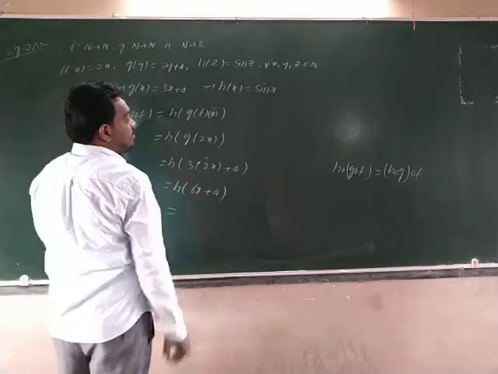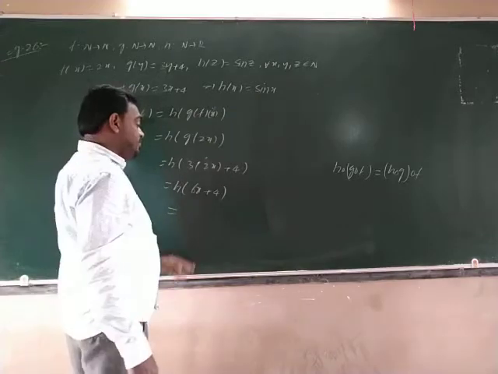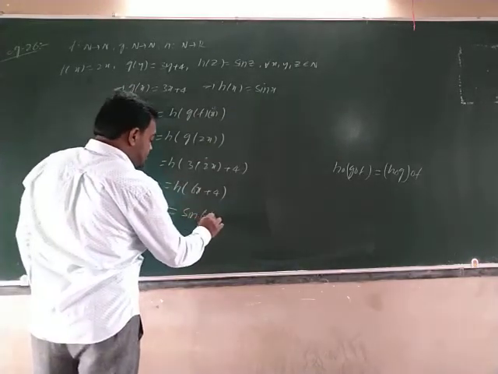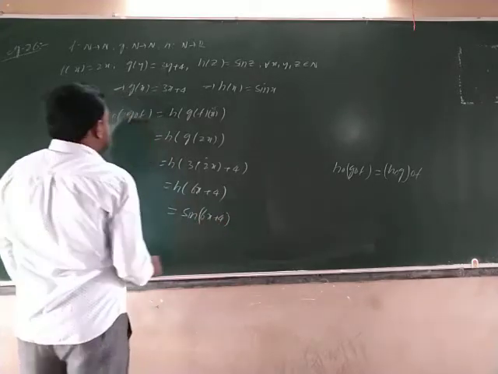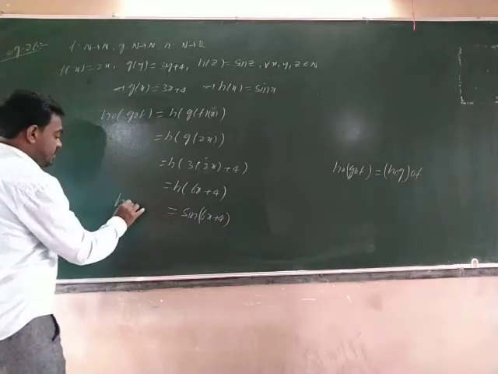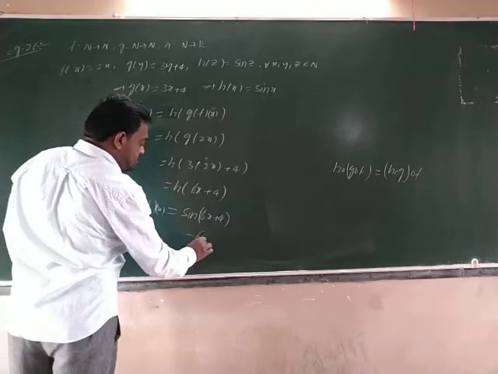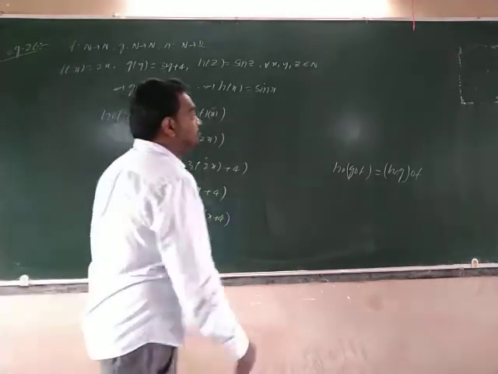H of 6x plus 4. H of x is equal to sin x, so h of 6x plus 4 is equal to sin of 6x plus 4, which is equal to h circle of g circle f of x. You take this as equation number 1.